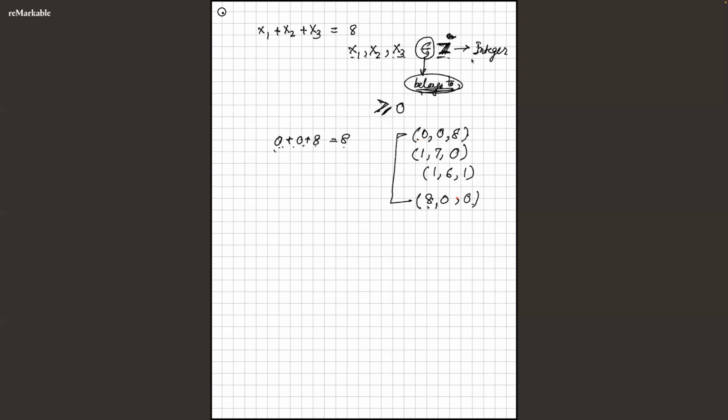They are different, because in the first case, x1 is equal to 0, x2 equal to 0, and x3 equal to 8. Here, x1 is equal to 8, x2 equal to 0, and x3 equal to 0. These are two different solutions. Now I'm asking, how many ways can you arrange the 8 different items in 3 boxes such that each box can have 0 or more items?